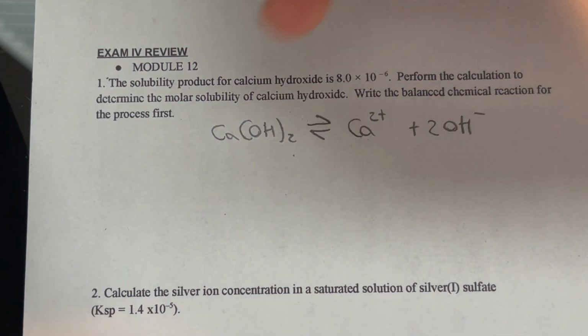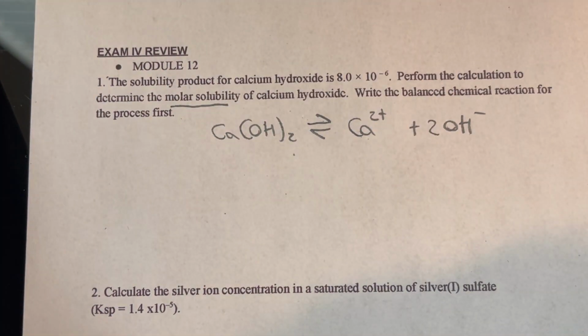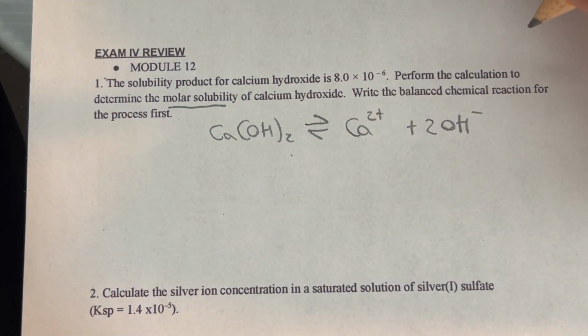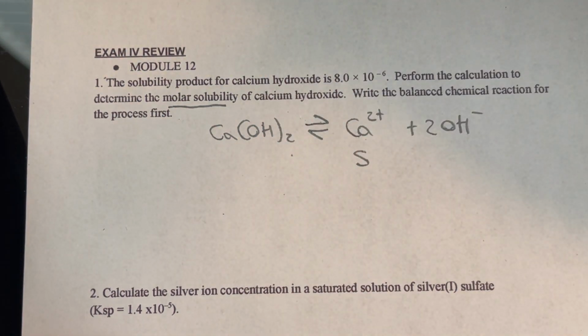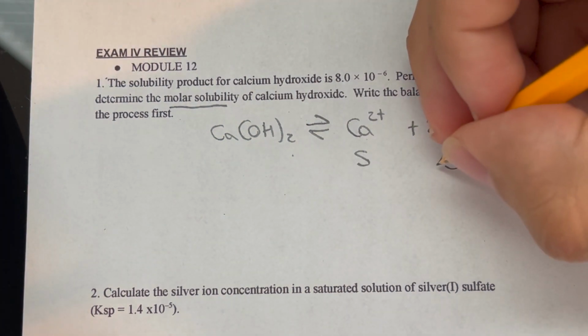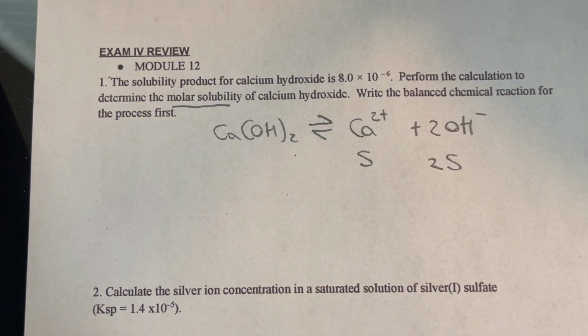Now it asks for the molar solubility. These problems are similar to equilibrium problems. We're going to assign a variable to calcium and hydroxide. This is going to be our molar solubility. We don't know the molar solubility, right? But we know that it's going to be some variable, and we're going to name that variable S. And then hydroxides are going to be the same thing, but again, we take into account the coefficient. Okay, so this is our setup.